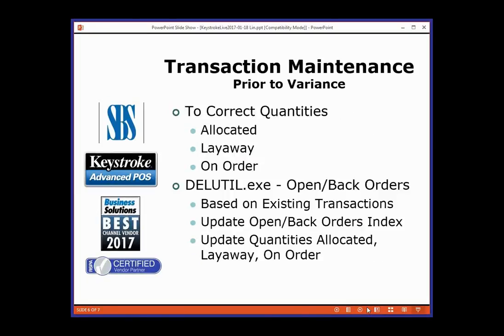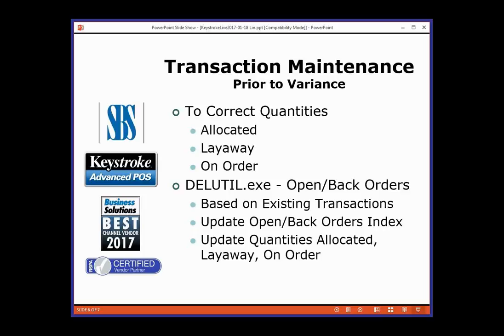Once everything is cleaned up, now deleting transactions will adjust your quantity on hand and allocated in layaway. It'll take, if your open back order index is in good shape, but it may not be as well. So we have another function that's going to correct the quantities allocated, layaway, on order, based on existing good transactions. So this is why you delete all the old ones that are no longer valid, that somehow got forgotten.